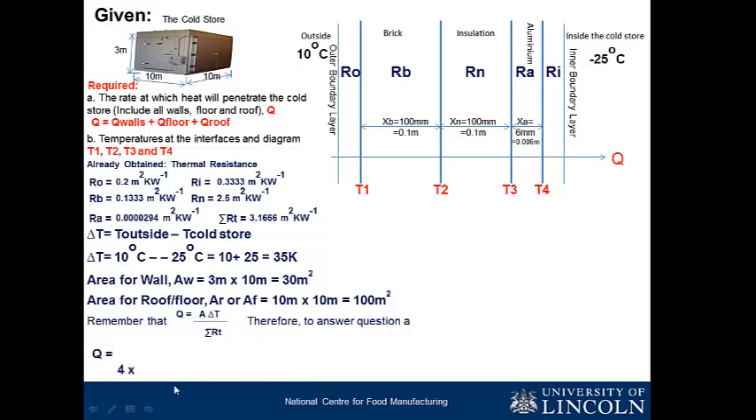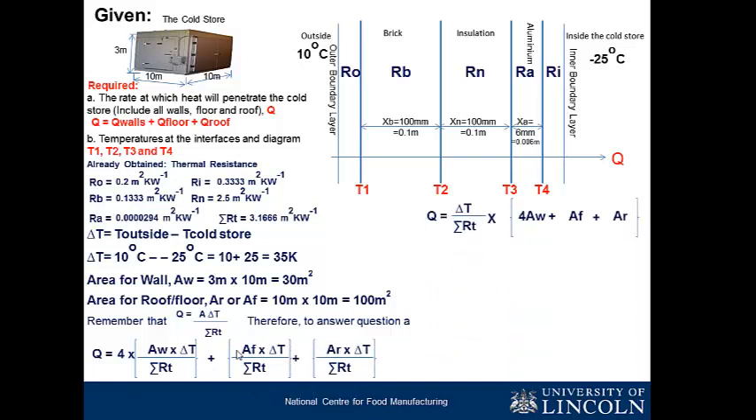So what we need to do now is to bring them together. We want to calculate the Q for walls. The Q for wall will be 4 times the area of the wall multiplied by the temperature difference divided by a summation of thermal resistance. You do the same thing for the floor, you do the same thing for the roof. Then because this temperature difference and thermal resistance are constant, I bring them out. Area for wall and area for roof are not the same, so you can't factor them out. So I bring this one out, then I have this one inside the formula.